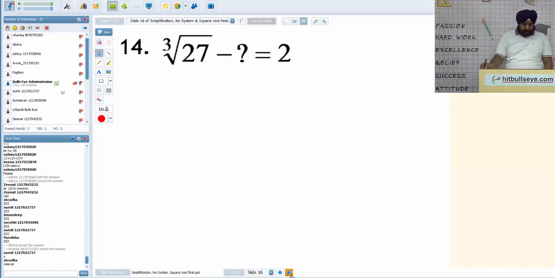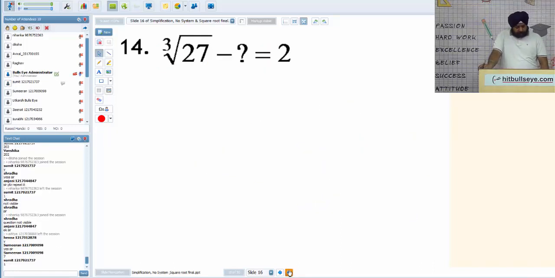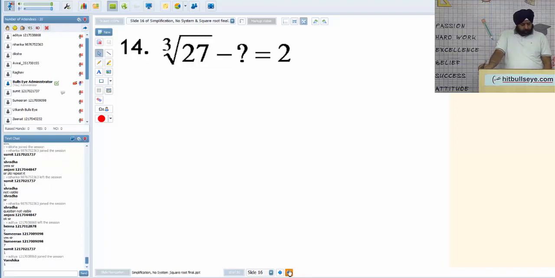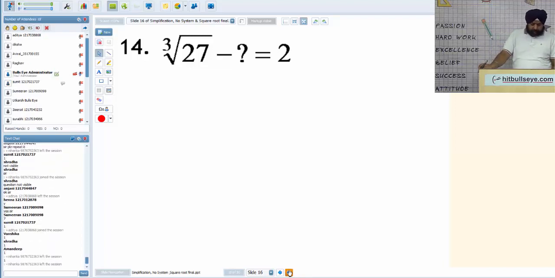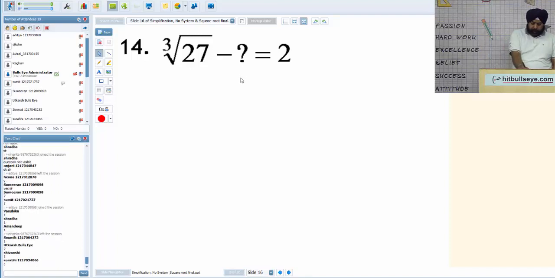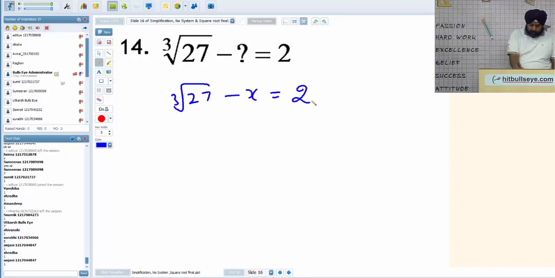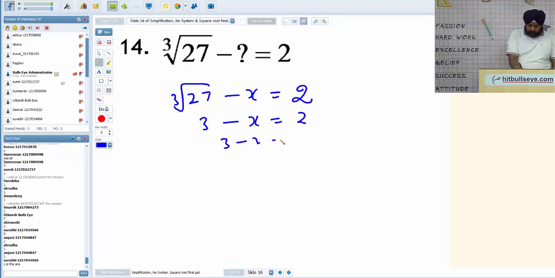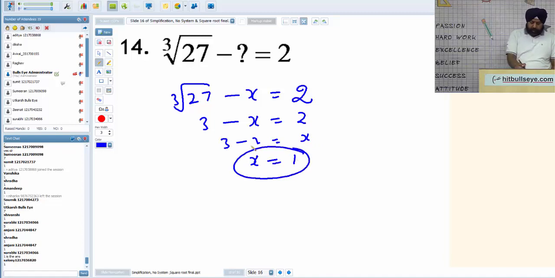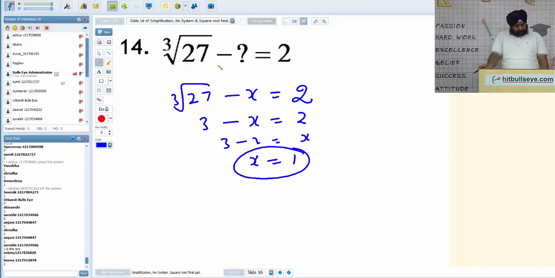Okay. Now here comes the next question. Cube root of 27 minus x. So one basic thing. Yes, absolutely right. It's very simple. You take the question mark as x. So cube root of 27 minus x is equal to 2. So 3 minus x is equal to 2. 3 minus 2 is equal to x. So x comes out to be 1. Or you can simply see how much we should subtract from 3 to make 2. So it's 1 directly. Okay, that's it. Very simple question.